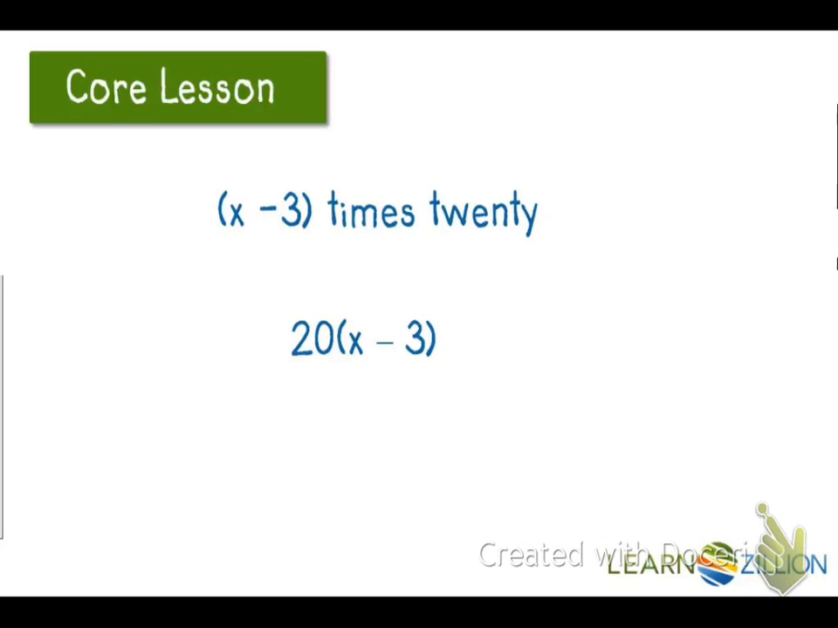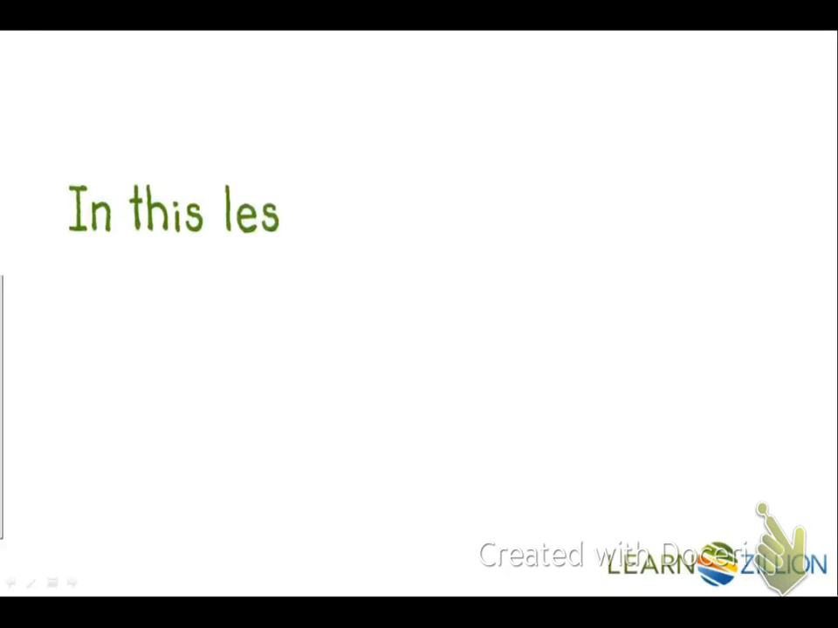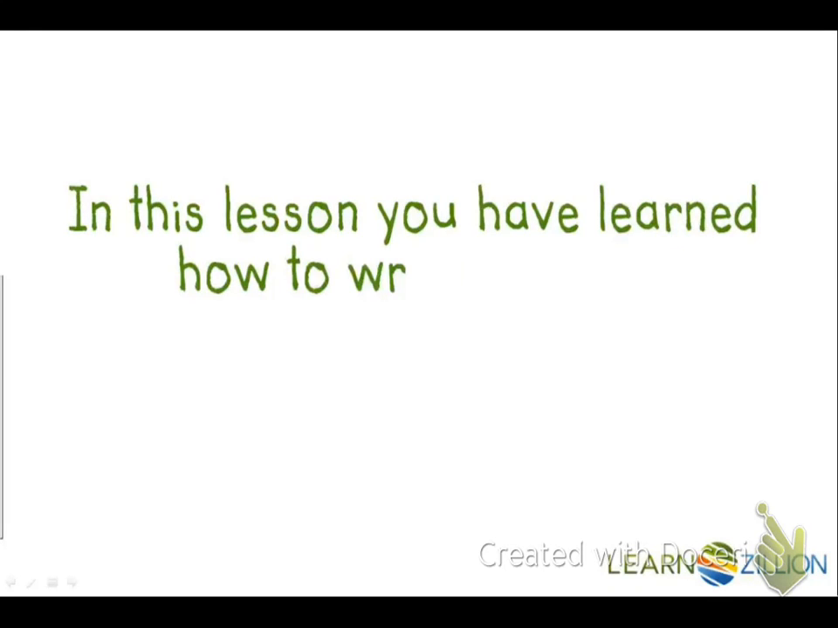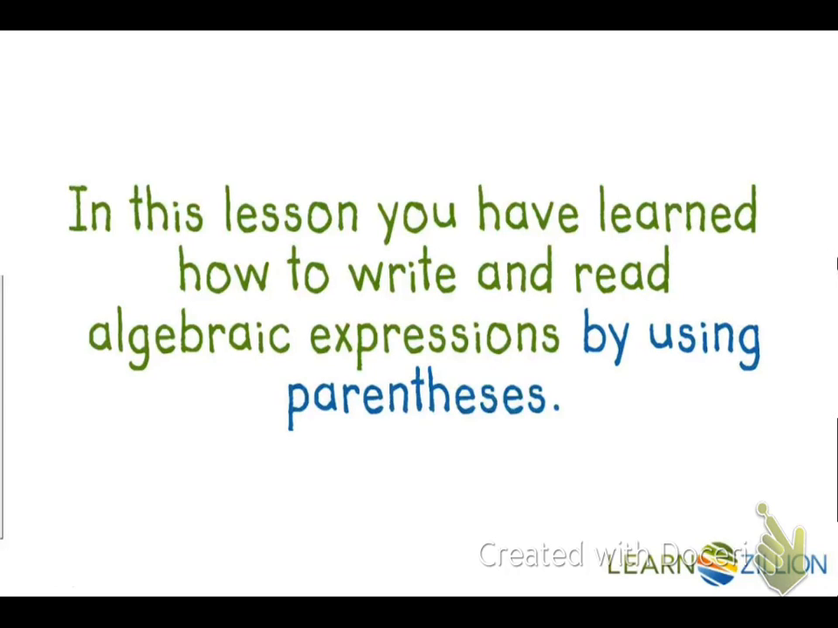Since 20 is being multiplied, I can use it at either the beginning or at the end, but you're more likely to see it located in the beginning. So these are two factors. I know that I'm going to get a product of these two factors. My expression is going to be the product of 20 times the quantity of x minus 3. In this lesson, you have learned how to write and read algebraic expressions by using parentheses.